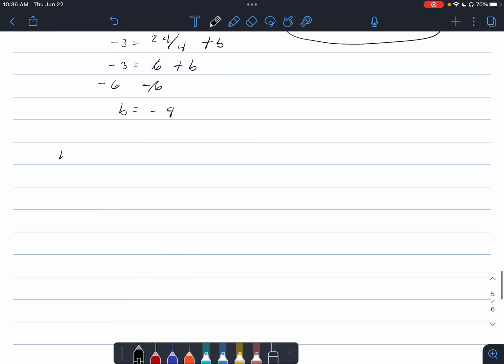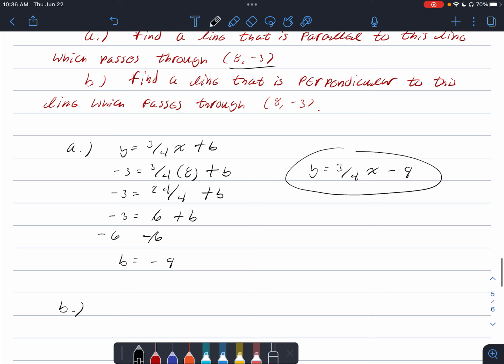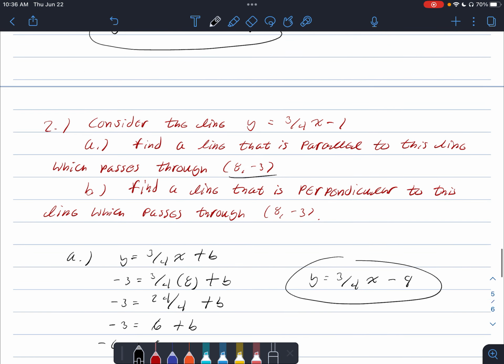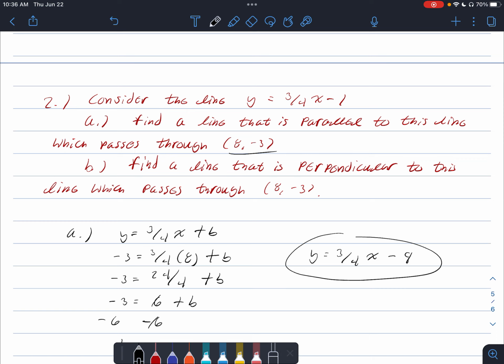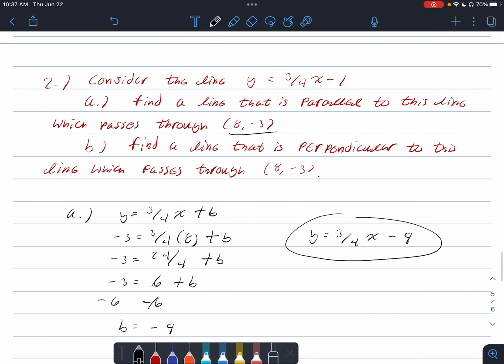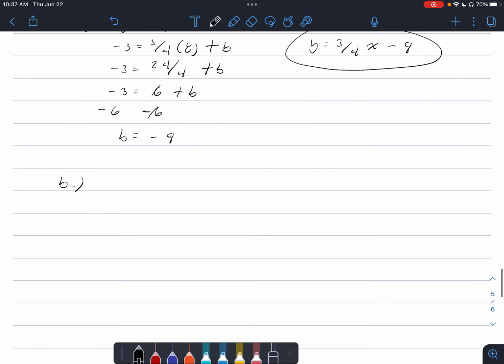Okay, so for part B, this is where it gets a little more interesting. So we need to flip the slope and make it negative. So if you want to take 1 over 3/4, this is the same thing as just saying 4 over 3. So we flip the slope. So instead of having 3/4, we're going to have negative 4/3. So we flip the slope, make it negative. So a line that is perpendicular will be of the form y equals negative 4/3 x plus b.